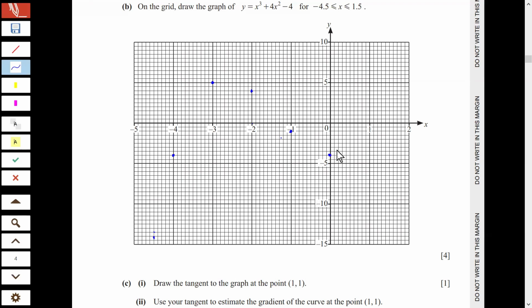And so we move on to the next values. When x is 1, y is 1. So like I said, every two units represent 1 on the y-axis. 1, this is 1, 2, 3, 4, 5. So when x is 1, y is 1. And this is the point.